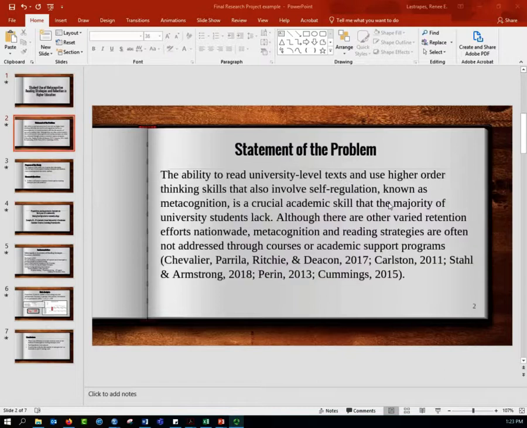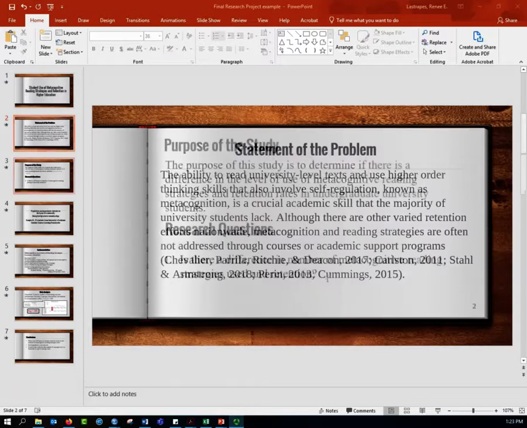Okay, so the problem: the ability to read university level texts and use higher order thinking skills that also involve self-regulation, known as metacognition, is a crucial academic skill that the majority of university students lack. Although there are other varied retention efforts nationwide, metacognition and reading strategies are often not addressed through courses or academic support programs, and here's the evidence.